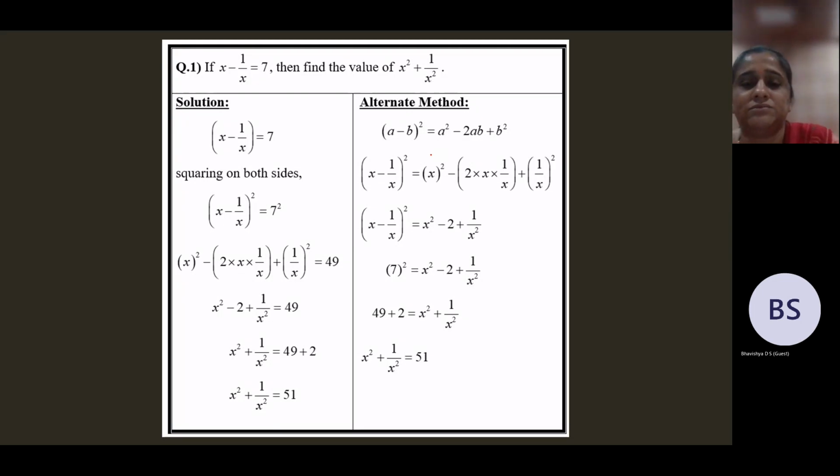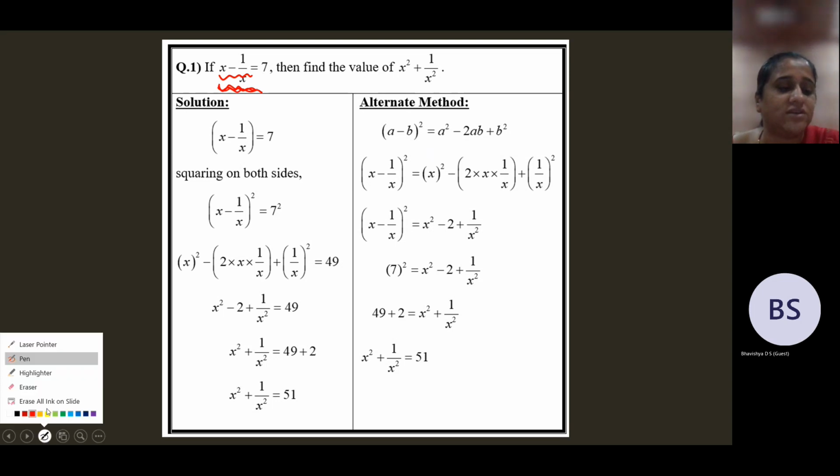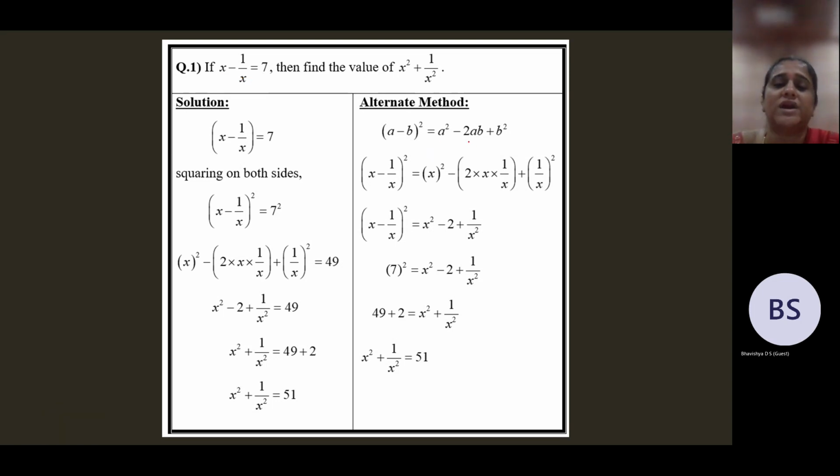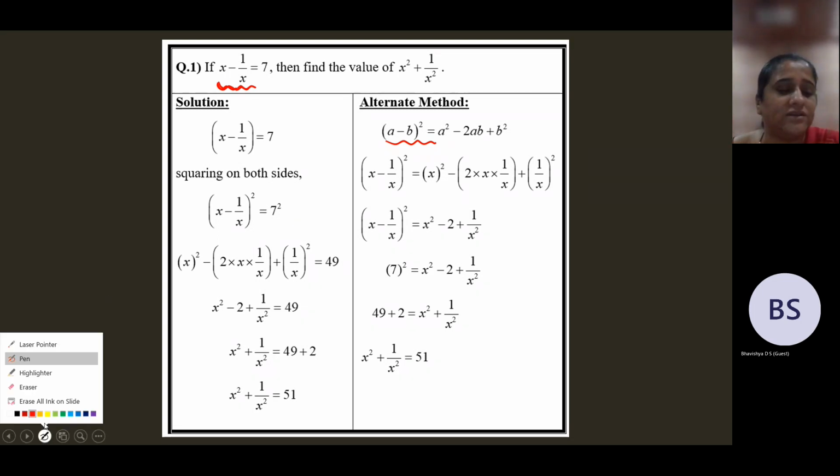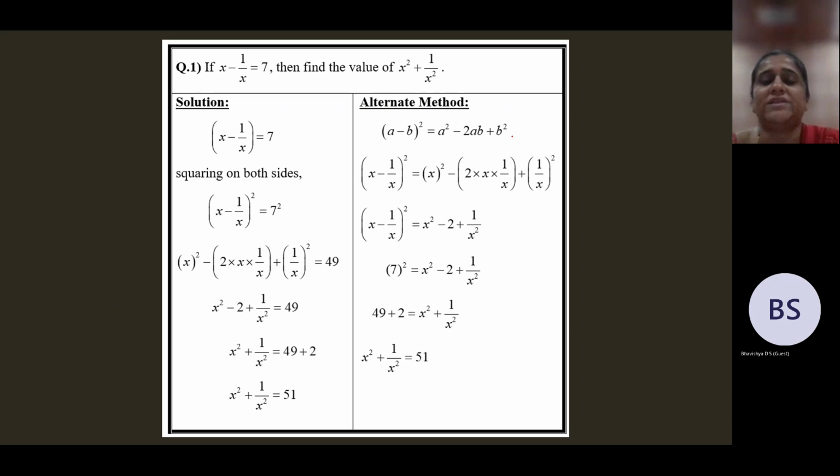See the alternate method. You can also do it like this. Now for this you have to write an identity. Since you are given something which looks like a minus b, x minus 1 by x, you write this identity: a minus b the whole square is equal to a square minus 2ab plus b square. How do we know that we have to write this identity? Because we are given something which looks like a minus b, x minus 1 by x. So an identity close to this one is a minus b the whole square. So write the identity, a square minus 2ab plus b square.